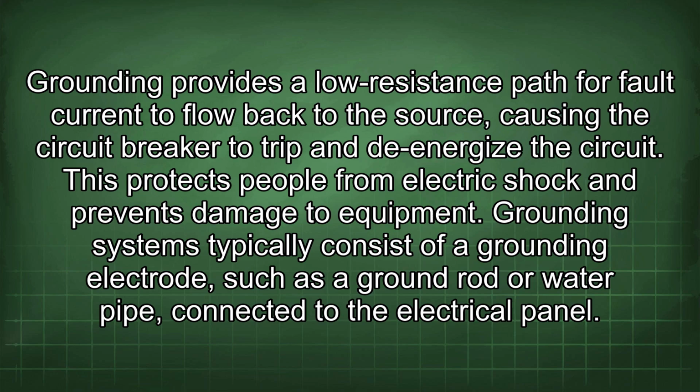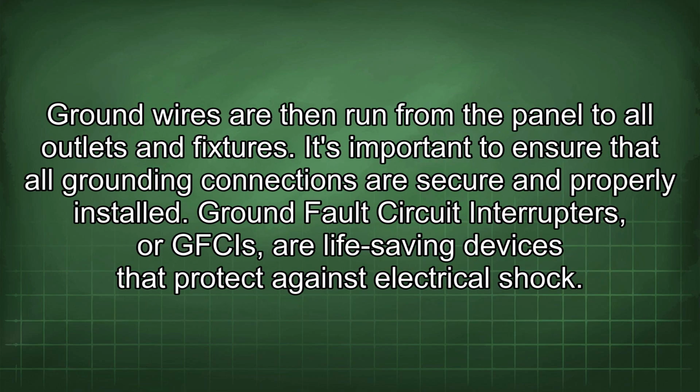Grounding systems typically consist of a grounding electrode, such as a ground rod or water pipe, connected to the electrical panel. Ground wires are then run from the panel to all outlets and fixtures. It's important to ensure that all grounding connections are secure and properly installed.